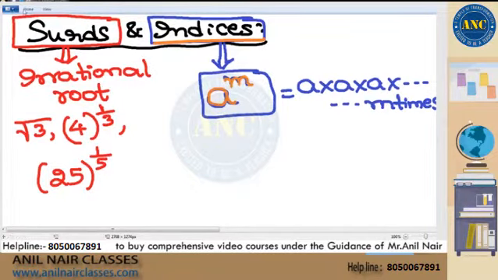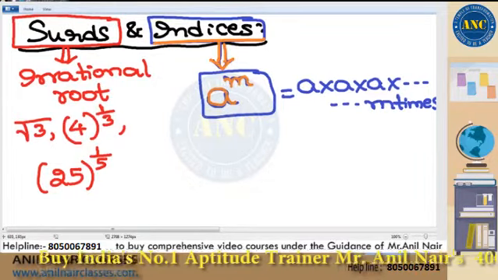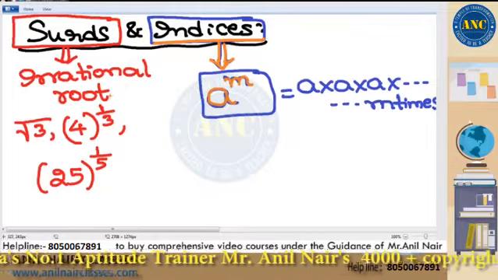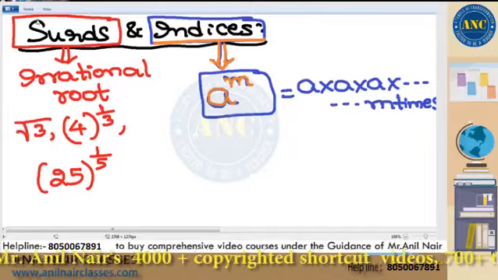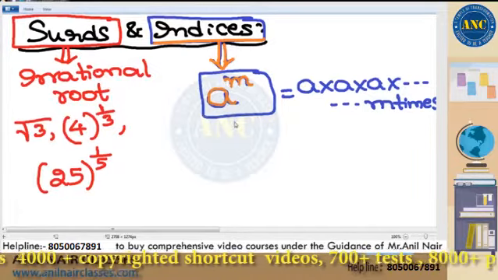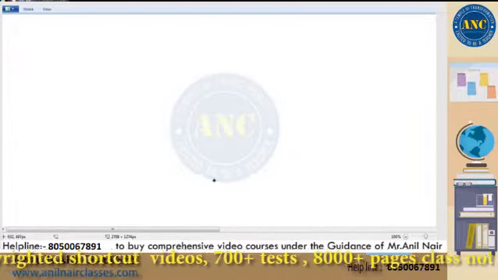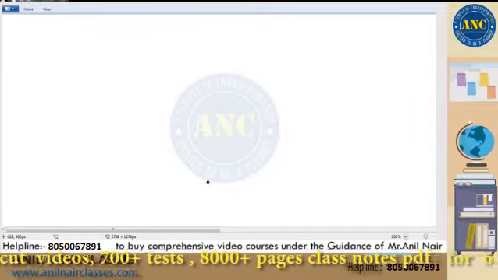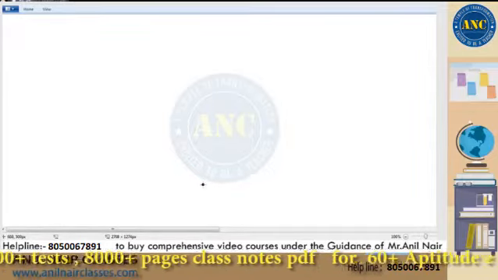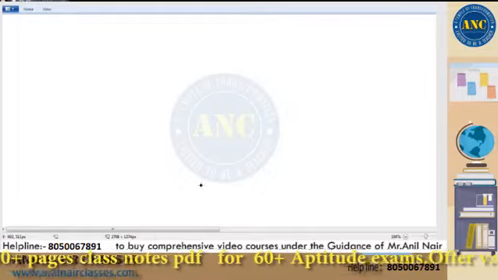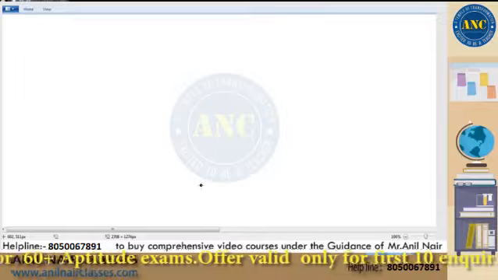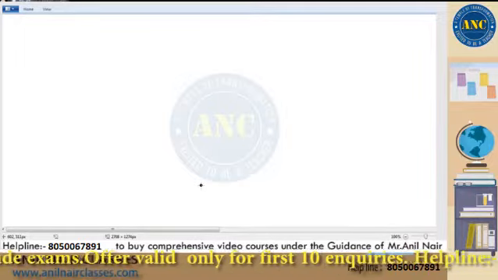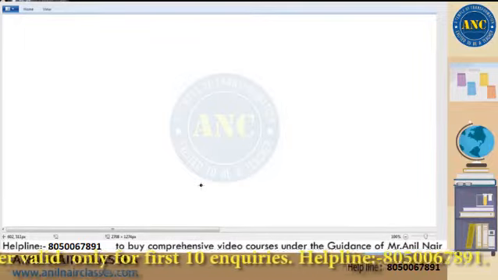Surds and indices is what we are discussing. We will take some questions with respect to surds, and some with respect to indices, and we will keep solving those problems. We will understand more or less the basics of surds and indices in today's class rather than going to very high examination level questions. We will take those questions also in our upcoming classes as we proceed with session 2, session 3, session 4, depending on the complexity and the number of problems we have solved in each session.